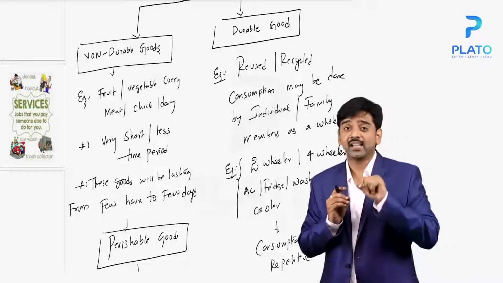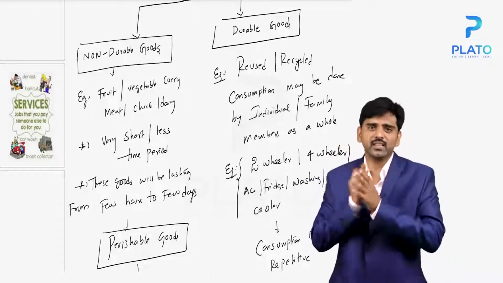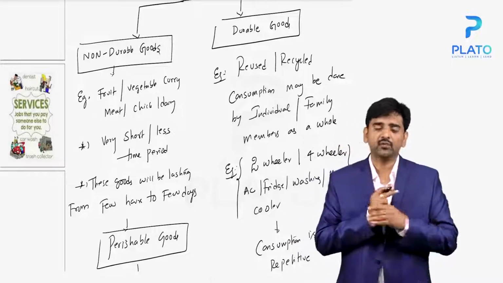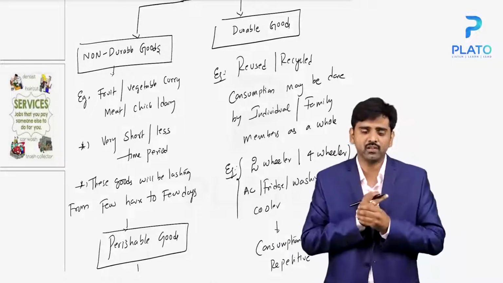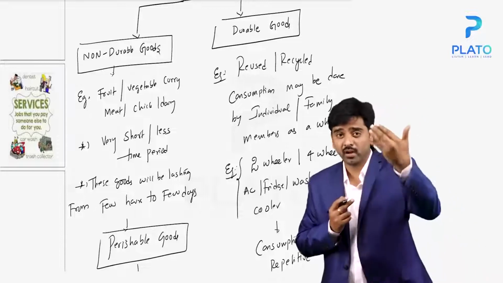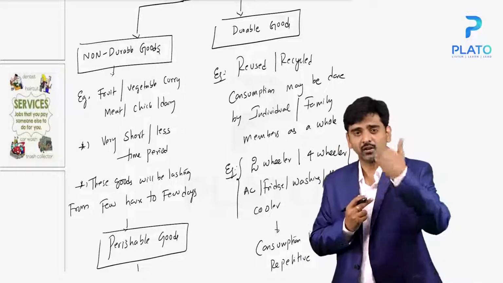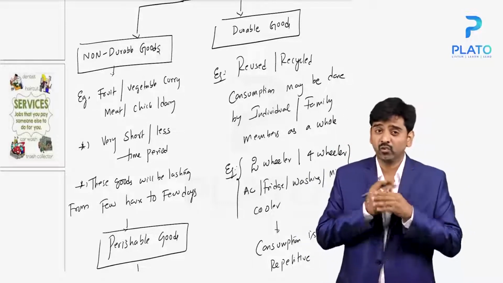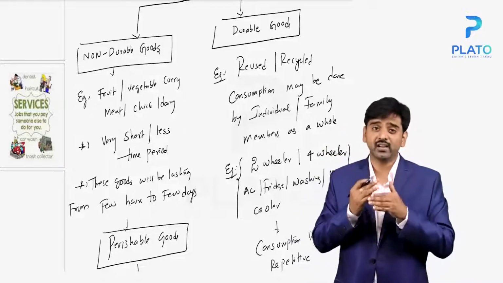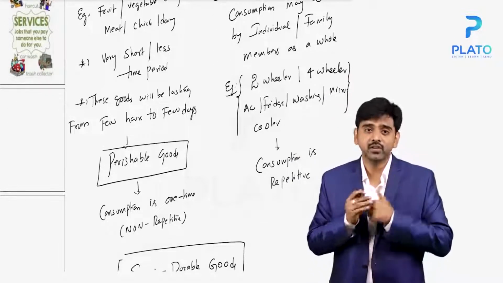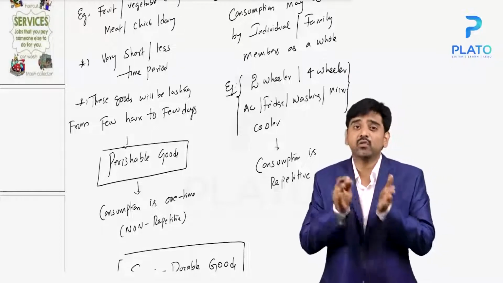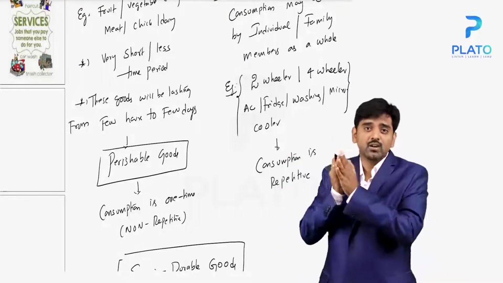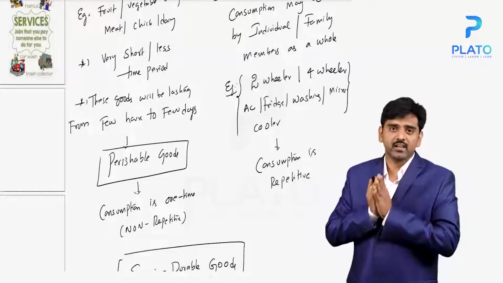Now I am asking another simple question. If you have a toothbrush, a tongue cleaner, a powder, some lipstick, or some cosmetics, which category do they come under? Definitely semi-durable goods, because they will last for a longer period of time, but not more than 1 year. Am I right or wrong?